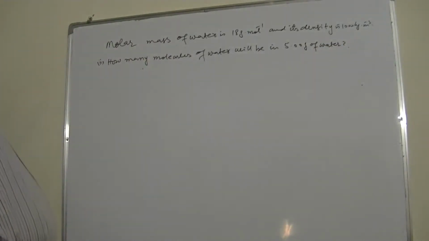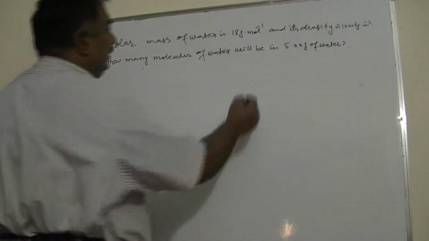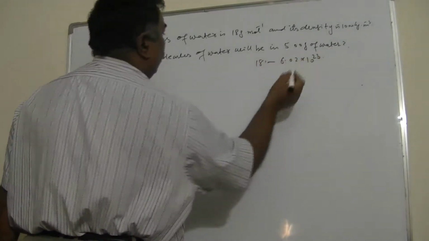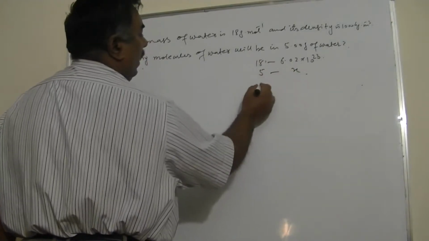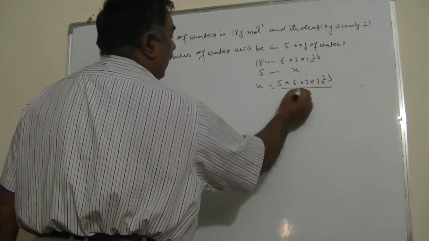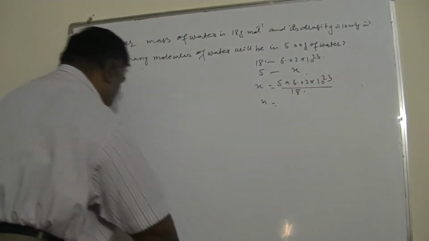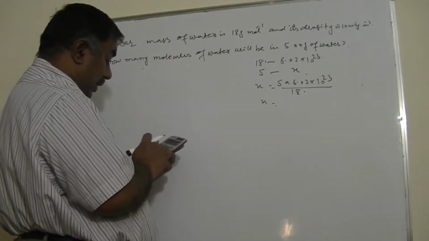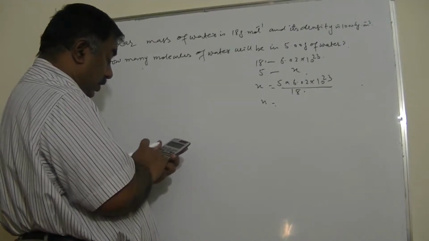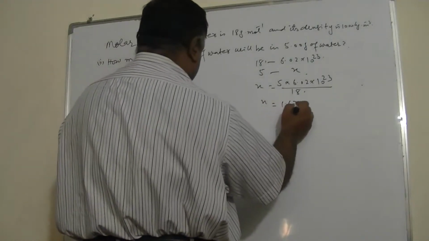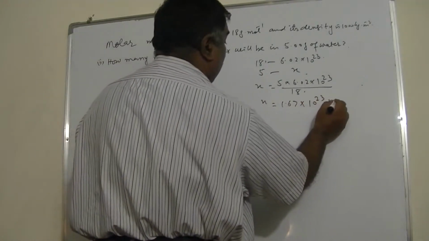So let us see. I have 3 methods. First, always the ratio method. 18 gram will have 6.02 into 10 power 23 molecules, so 5 gram will have x. So x will be 5 into 6.02 into 10 power 23 divided by 18. Let me calculate this. It is 5 into 6.02 exponential 23 divided by 18. It comes out to be 1.67 into 10 power 23 molecules directly.